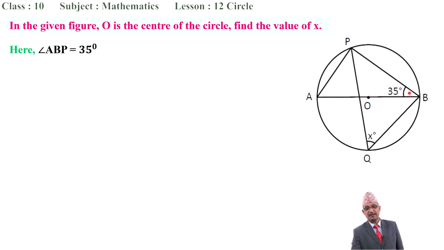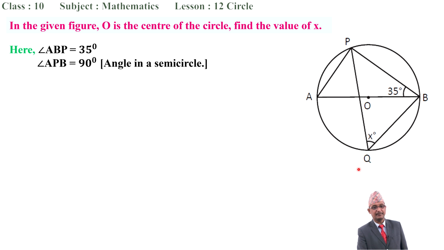So, this APB is an inscribed angle standing on the diameter. So, this angle APB is how many degrees? 90 degrees. It is an angle in a semicircle. So, this angle is 35 degrees. This angle we have calculated, how many degrees? 90 degrees. Now, in triangle APB, if we use the sum of angles of a triangle, then we can calculate this angle. Can we? Because in any triangle, if two angles are known, then we can calculate the third angle by using the concept that the sum of angles of a triangle is 180 degrees.